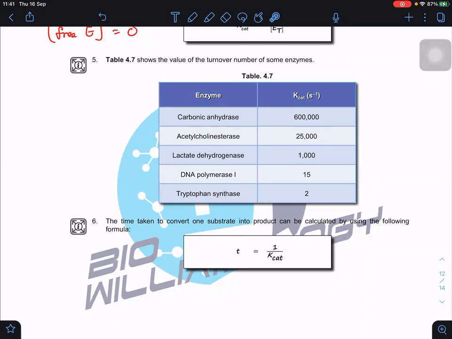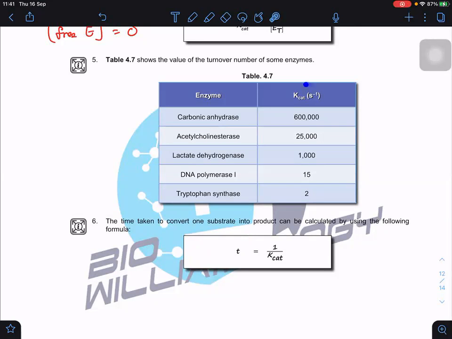So 25,000. Lactase dehydrogenase, we're going to learn this also, it is 1,000. You can see that 1,000. So different enzymes have different turnover numbers. The higher the turnover number means that I will get the product faster, I mean, in a shorter period of time. DNA polymerase 1, tryptophan synthase, you can see that different enzymes have different kcats or turnover numbers.